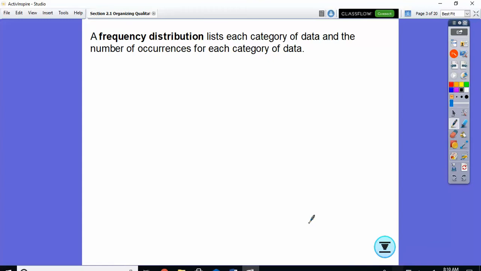So a frequency distribution basically just lists each category of data and the number of occurrences for each category. Maybe I wanted to do hair color. So I make a chart and I list brown, black, blonde, red, and then I put how many of you have each of those hair colors. So it's just listing the category and how many times it shows up, just a table.